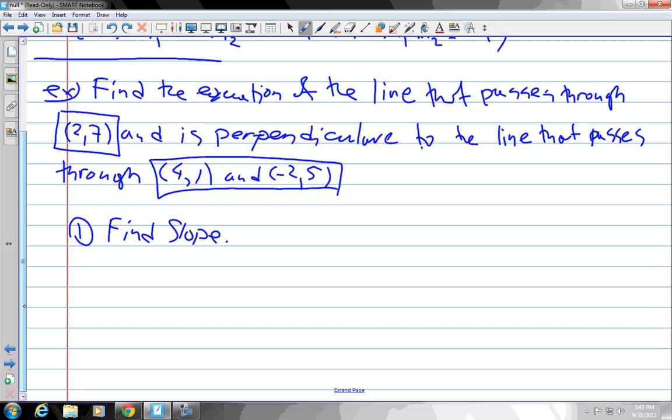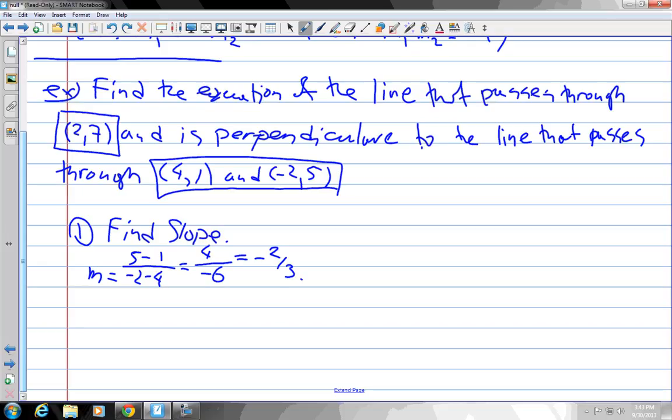Right, so you will first find the slope of that reference line. So that's 5 minus 1 over -2 minus 4. So what do we end up with? 4 over -6. Is that right? So it looks like -2/3. So that is the slope of that other line. So it has a slope of -2/3.